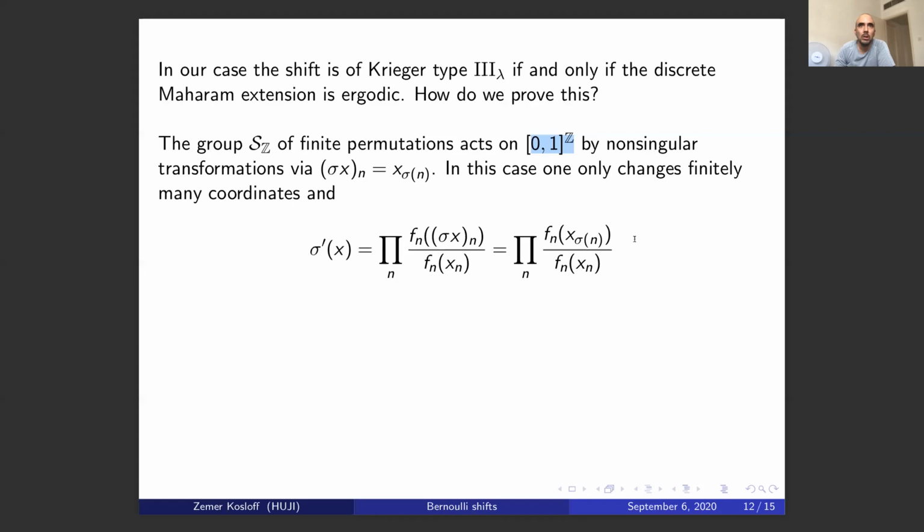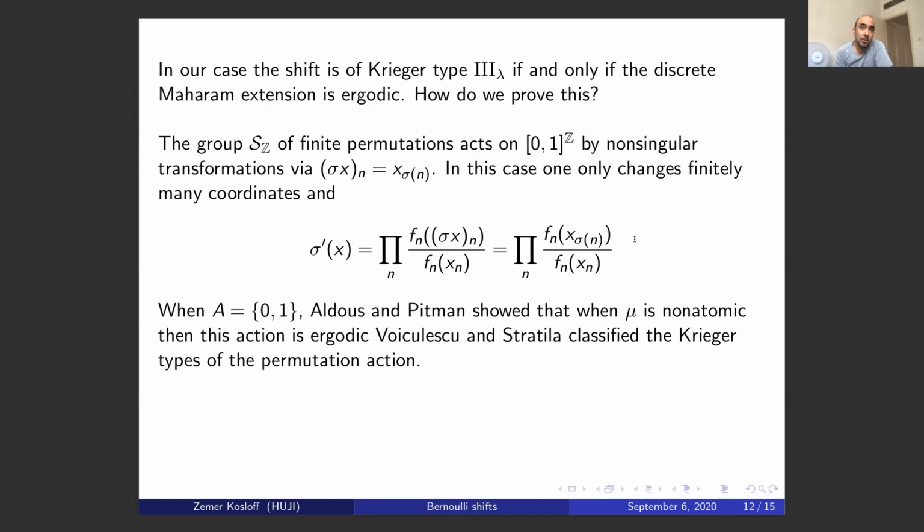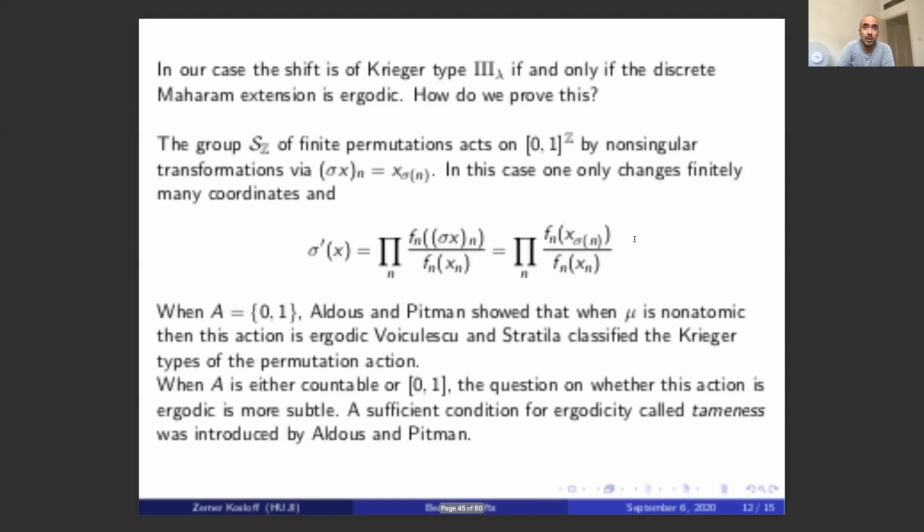And this type of action is much better understood than the shift. When it's two symbols, then Aldous and Pitman show that if it's non-atomic, then it's always ergodic. And in operator theory it is Wojtaszczyk and Stratila. They classify the Krieger types of the permutation action. So this is kind of a better understood group.